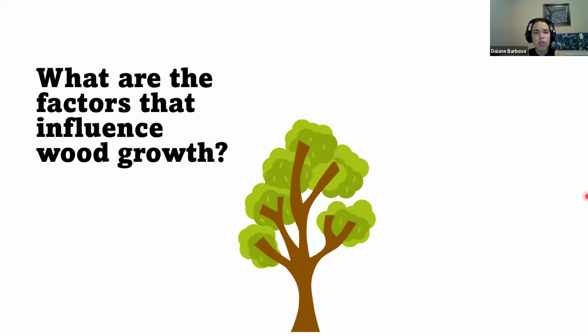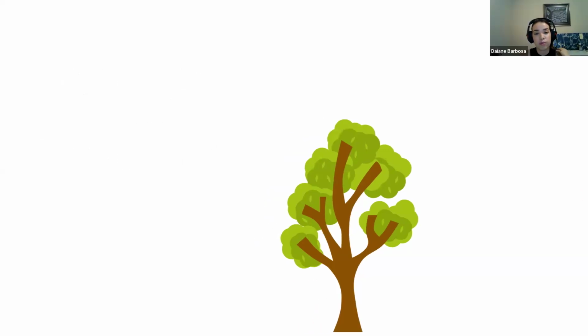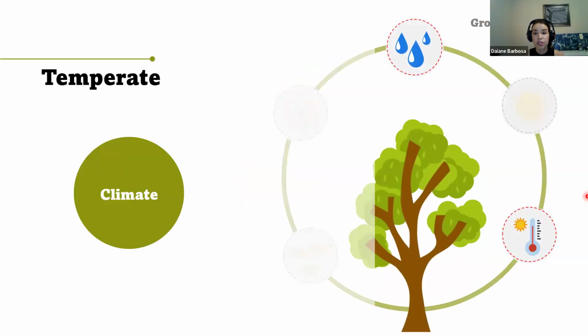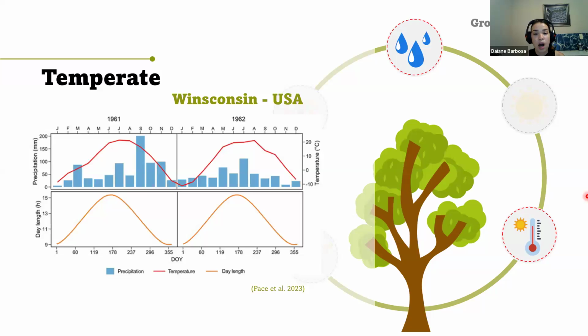But what are the factors that influence wood growth? There is a big variation of features that influence this process, and they change across the environment. First of all, there is the climate. It is a very, very strong variation. Here we are looking at a place in the United States, and we can see the range of variation in the temperature. It goes from 20 degrees to -10.